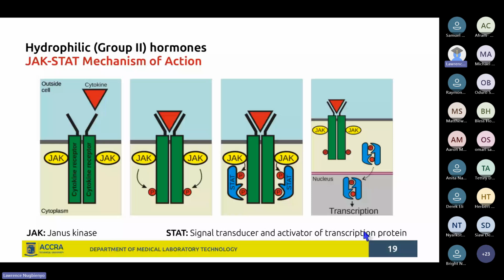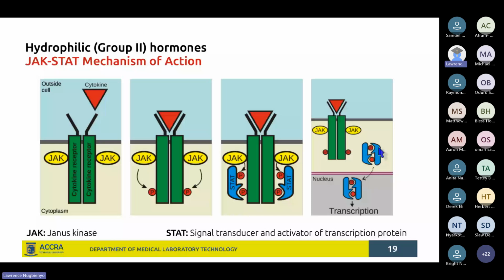Signal transducer. So you can say a signal transporter. And at the same time, it activates transcription. It's a protein. The STAT is a protein. And what do you see? Now you have a full complex activated, and that activation results into dissociation of the STAT with two of the phosphate groups to form a dimer. That STAT becomes a second messenger that can move.